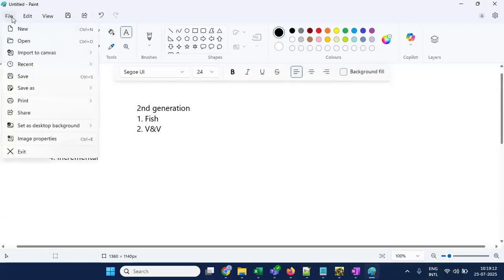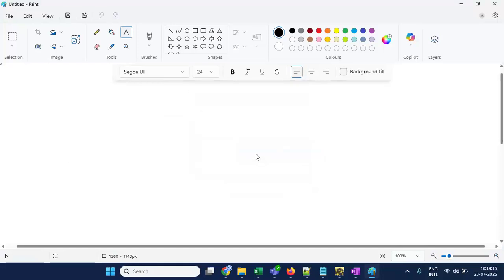Okay, so now I'll explain how the fish model flow diagram will be.